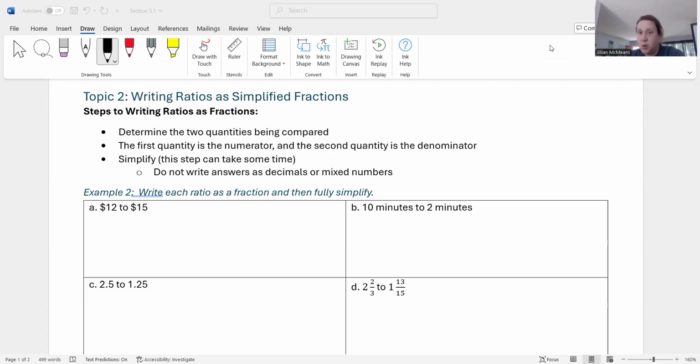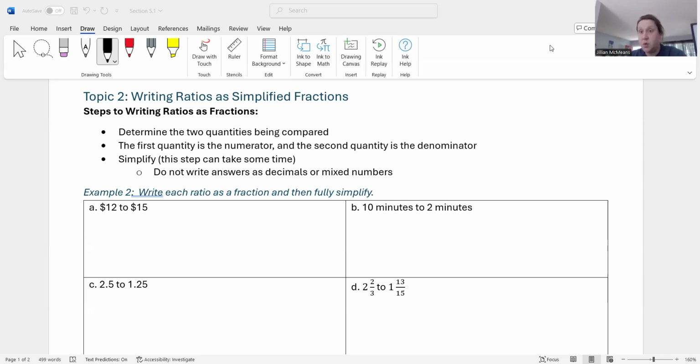First, determine the two quantities being compared. Remember, the heart and soul of a ratio is that it's a comparison of two quantities. So let's figure out what those quantities are. The first quantity is the numerator. The second quantity is the denominator. And then simplify. And there are different ways we can simplify.